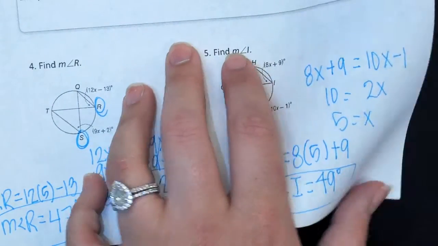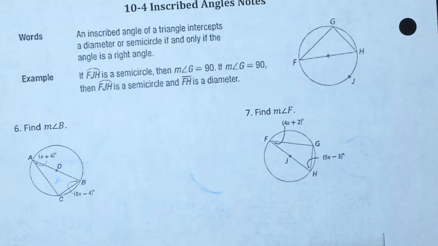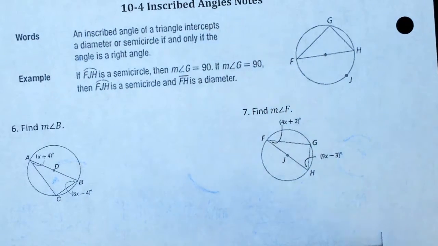Okay, to the back. To the back. What do you see inside this circle? A triangle. Okay, you see a triangle inside the circle.